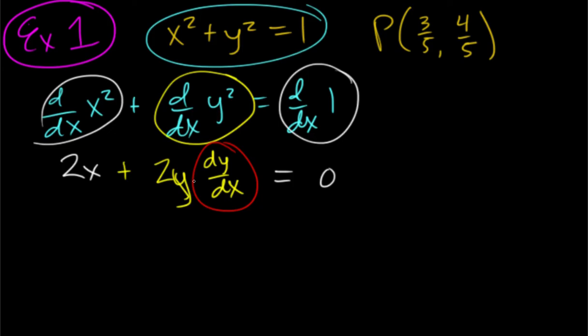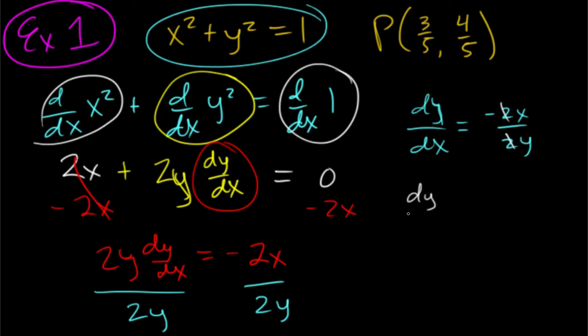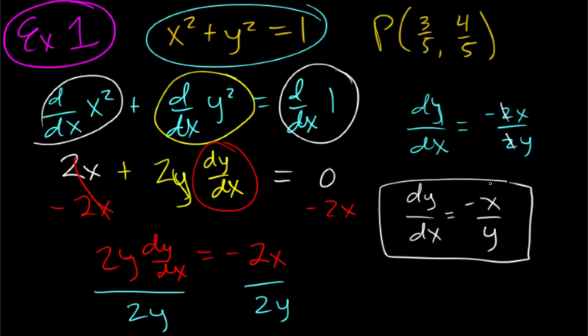for our unit circle. So I'm going to subtract 2x. We have 2y dy over dx. And then we're going to divide by 2y. So we're left with dy over dx is equal to negative 2x over 2y. These 2's will cancel. And so dy over dx, or the derivative of the unit circle equation, is negative x over y.